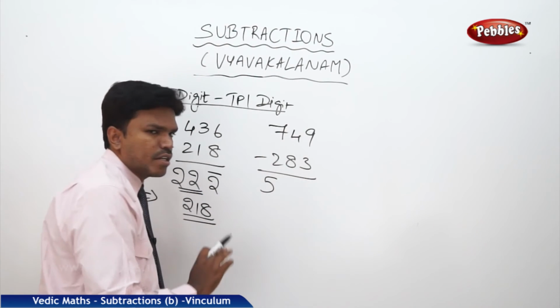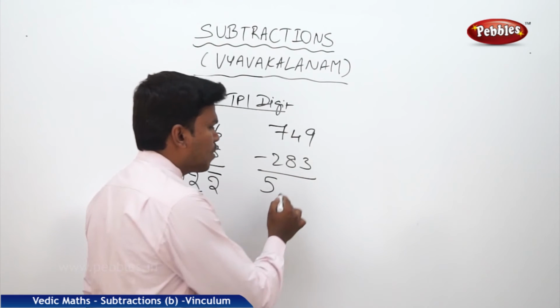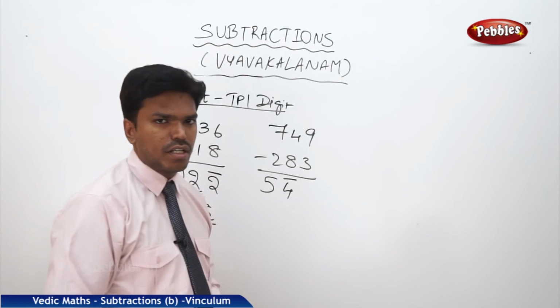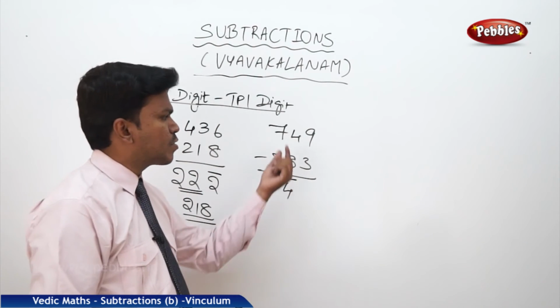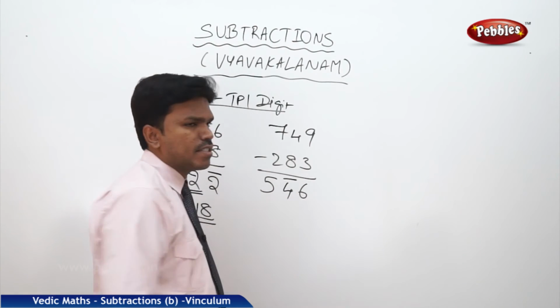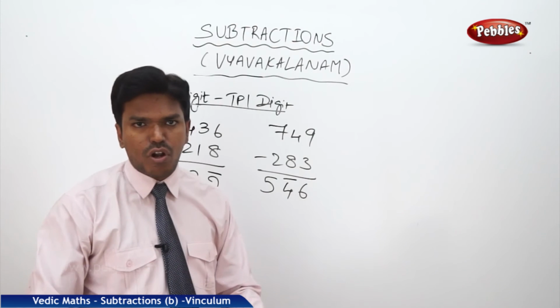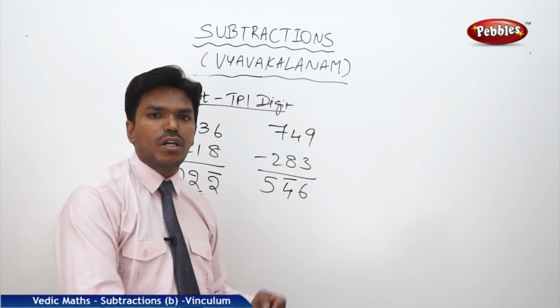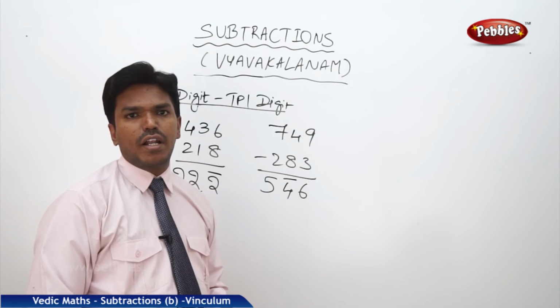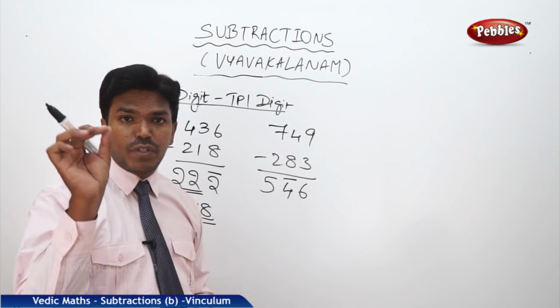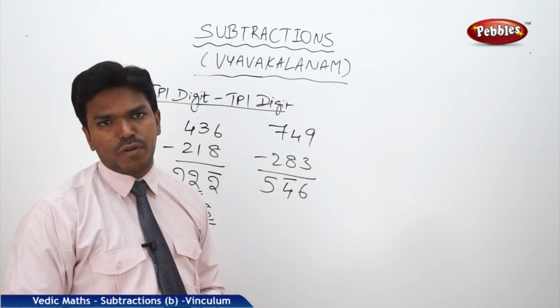Okay. 4 minus 8, not possible. So do 8 minus 4. That will be 4 bar. Reverse subtraction. So 9 minus 3, directly you can write 6. If the subtraction is possible, we will write directly. If the subtraction is not possible, then only we will go for the reverse subtraction and write the answer with a bar on it. That is nothing but Vinculum.